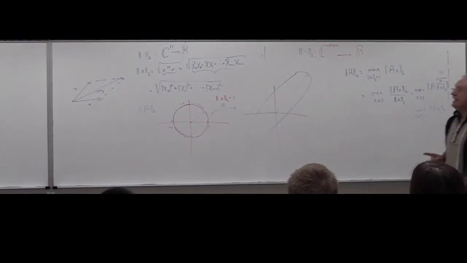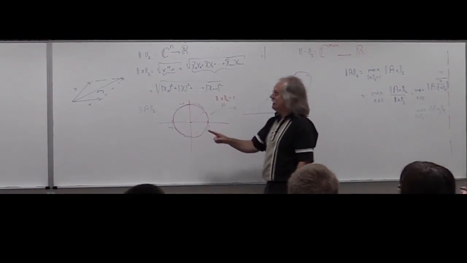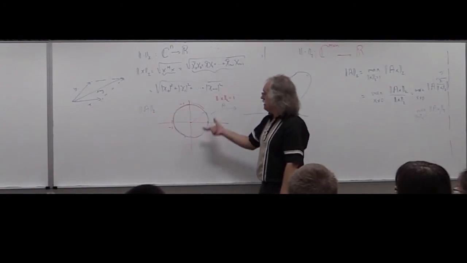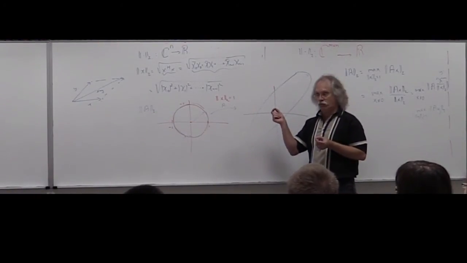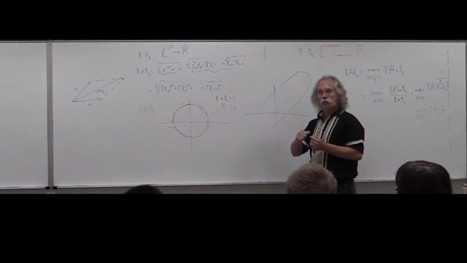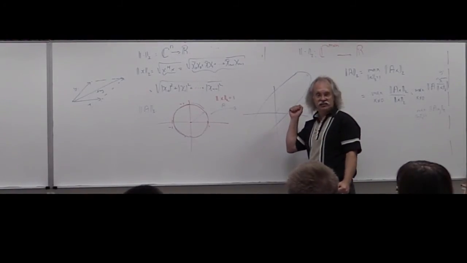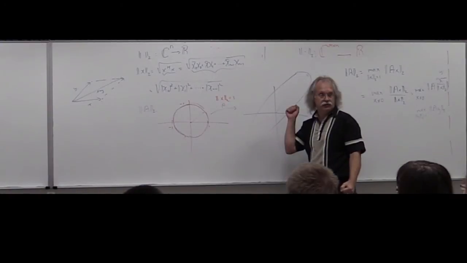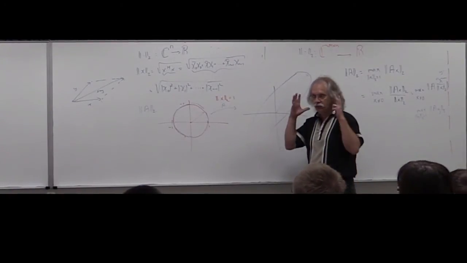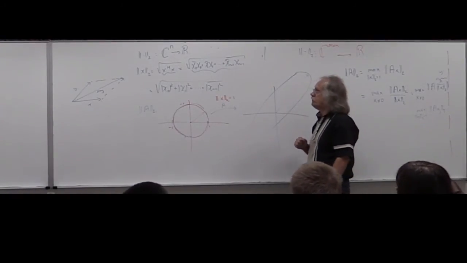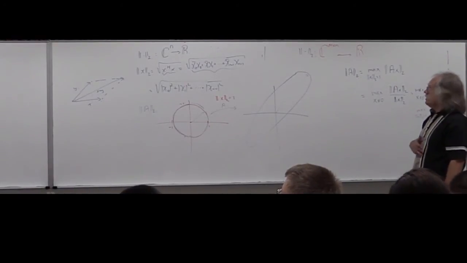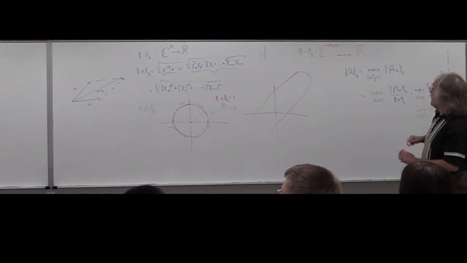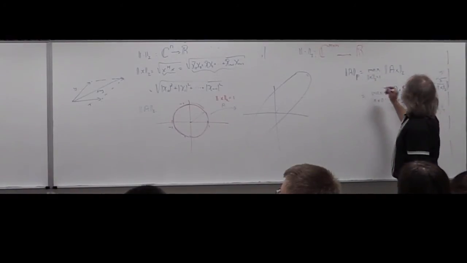The important thing is to understand these kinds of norms define the size of A, which is the size of the linear operator, by how maximally the vector is stretched by the operator. Okay, that's really important to get. Okay, obviously you can define that kind of norm for any of the p norms.